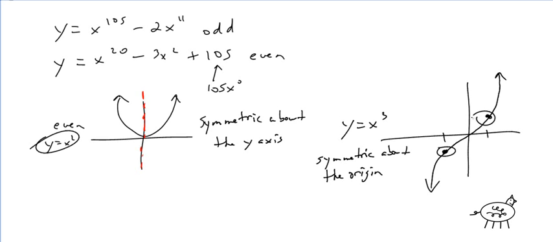Okay, so how about this one? This is a really good question. I'm going to write good question. y equals the square root of x squared minus 4. Is this even or odd?